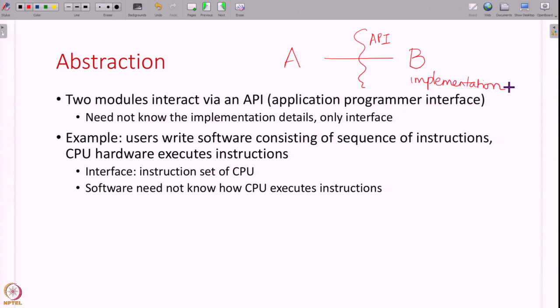A does not know how B is implemented. It just knows what the functionality is, what the interface being exposed by B is. If by just knowing the interface, the API, you can use a module, then that design is said to have a good abstraction.